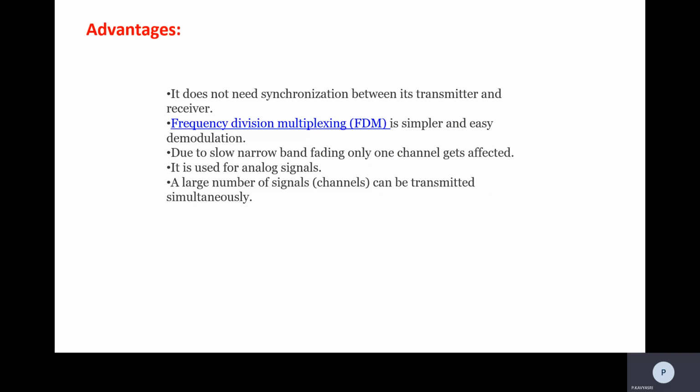So what are the advantages of this multiplexing? FDM does not require any synchronization between the transmitter and the receiver. It is an easy one, and demodulation is also easy. Due to slow narrowband fading, only one channel gets affected. It is used mainly for analog signals, and a large number of signals can be transmitted simultaneously.